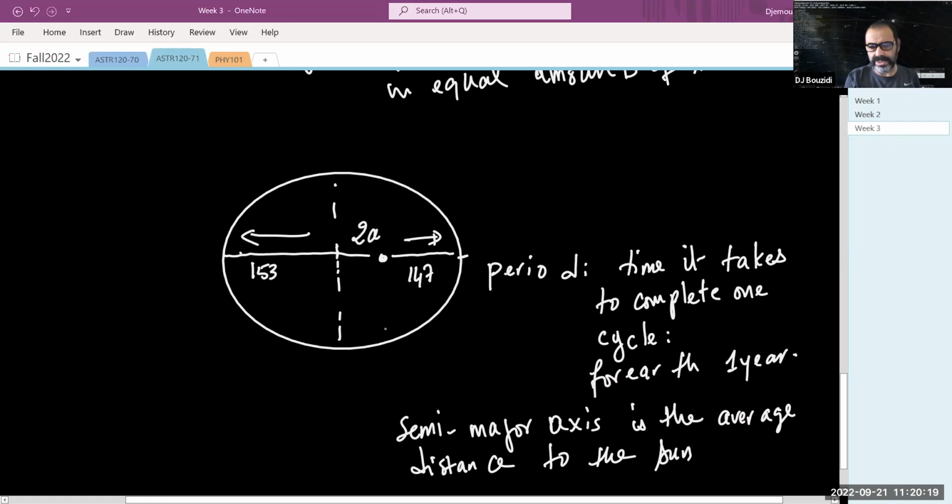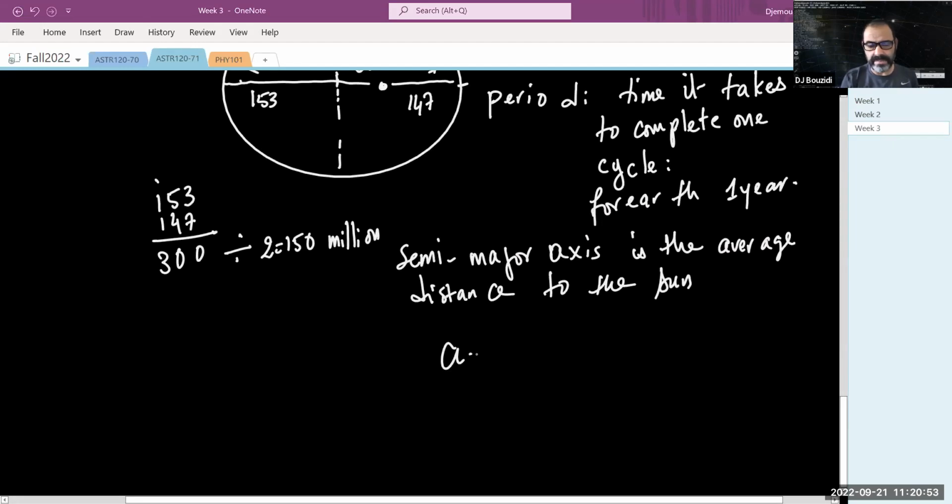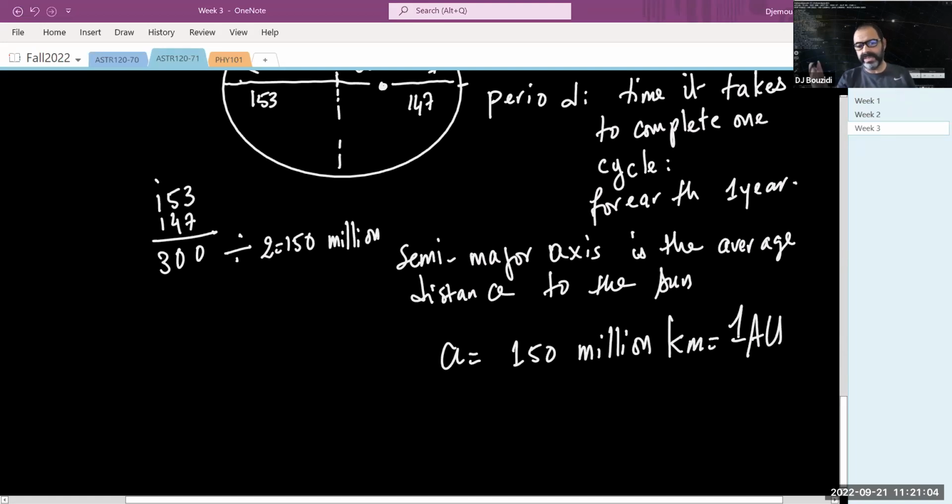or 147 million kilometers. So if I take 153 and add to it 147, that is 2a. So the 0 plus, that's 10, 5 plus 9 plus 1, that's another 10. That's 300 million kilometers, not 300 kilometers, 300 million kilometers. So that's the major axis. I have to divide that by 2 in order to find the semi-major axis. So for the Earth, on average, it's at a distance of about 150 million kilometers, which is, by definition, 1 astronomical unit. That's basically how far the Earth is from the sun on average, okay?